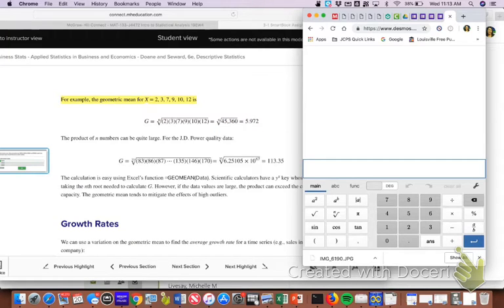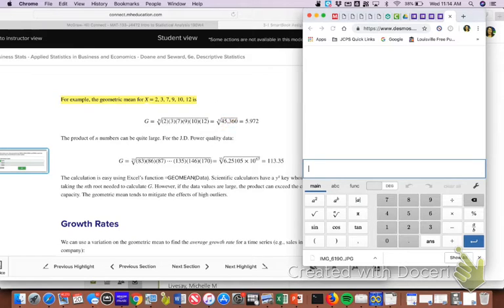The way that they did it is that you take the 45,360, and you take it to the root of however many numbers you have in that data set. Because there's 1, 2, 3, 4, 5, and 6 numbers, you take it to the 6th root. So I'm assuming your question is, well, how on earth do I take it to the 6th root?